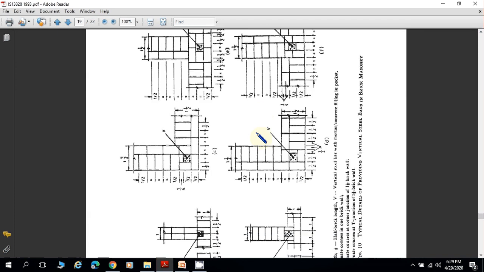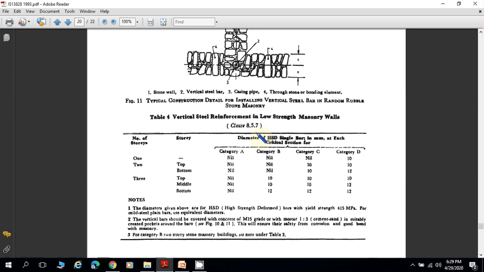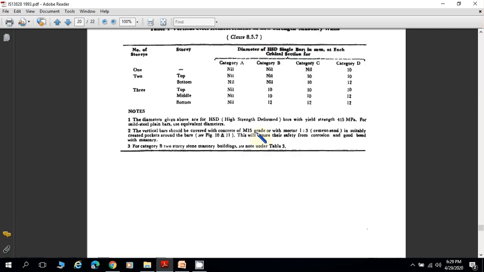So these are some arrangements of how the earthquake resistance of low strength masonry buildings can be improved.